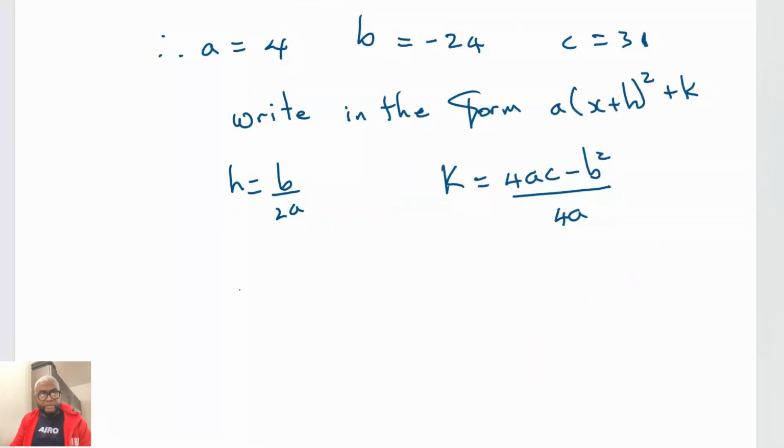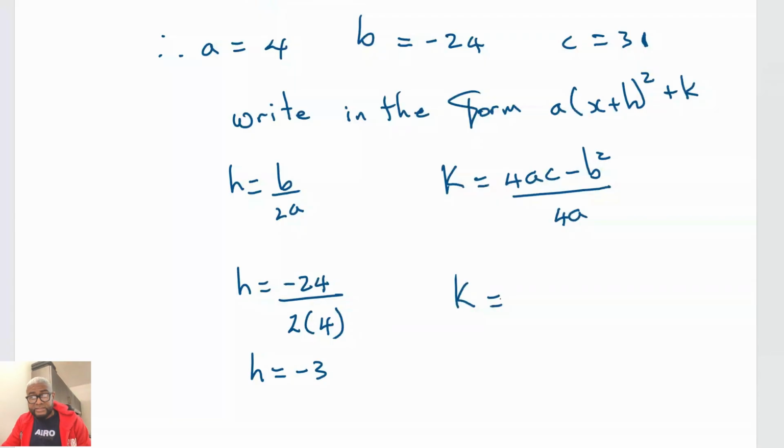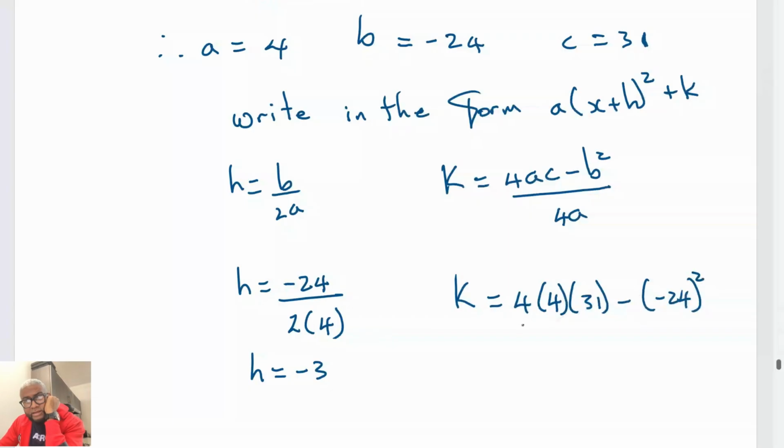All right, let's go. Plug in, right? H would be equal to negative 24 over 2 multiplied by 4. When we work this out, what do we get? 2 fours are 8. 24 divided by 8 will be negative 3. Proper thing. K, let's go with K, right? 4 by 31 minus negative 24 squared all over 4 fours.